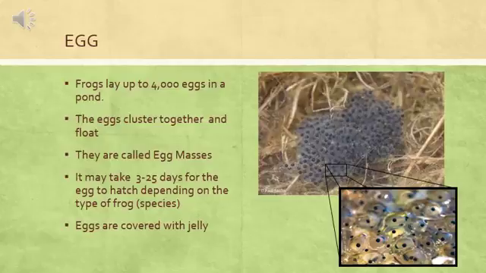Now we're going to go over the first stage of the life cycle, which is egg. Frogs lay up to 4,000 eggs in a pond. The eggs cluster together and float, as you can see in the picture. They are called egg masses. It may take 3 to 25 days for the eggs to hatch, depending on the type of frog or species. Eggs are covered with a jelly to protect them, as you can see in the larger picture of the egg mass.